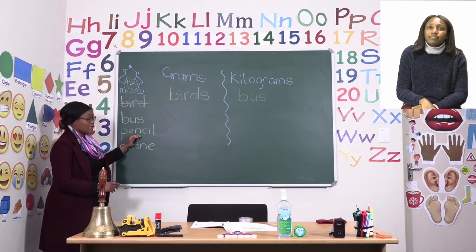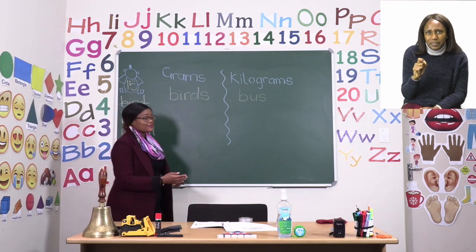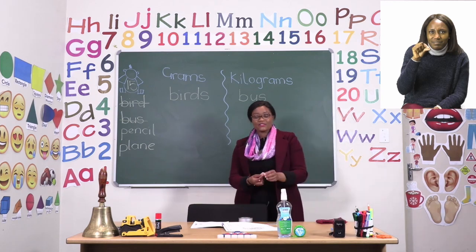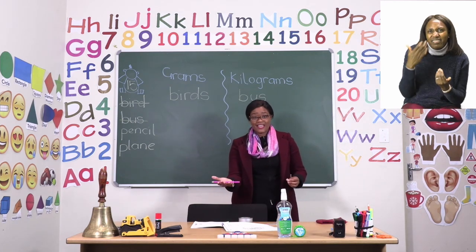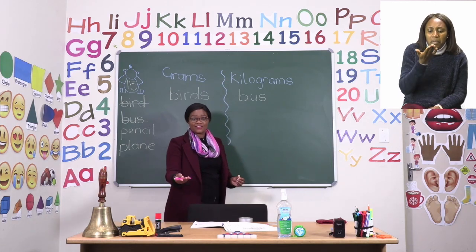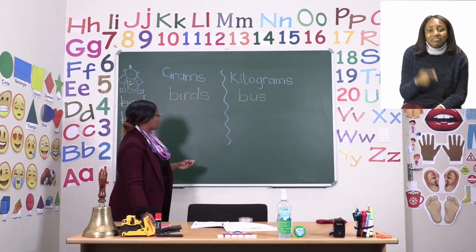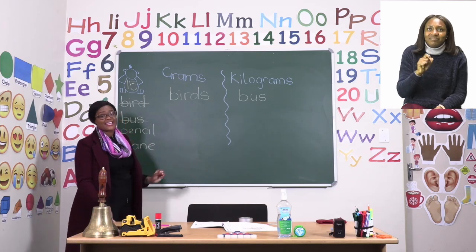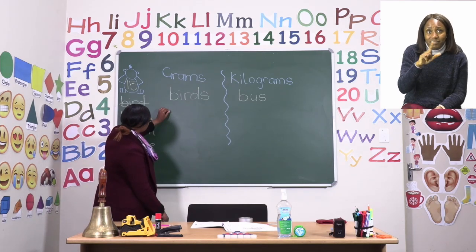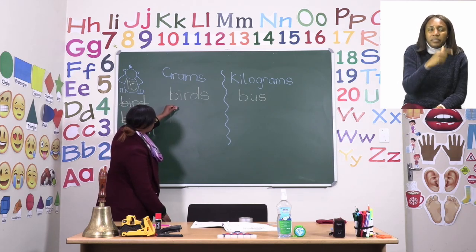The next one is a pencil. Now, when I lift up my color pencil, I can see that it is quite light. It is not heavy at all. So, for something like this that is very light and it does not take me any effort to lift up, we can definitely say that we can weigh it in grams. So, we're going to put pencil under grams.